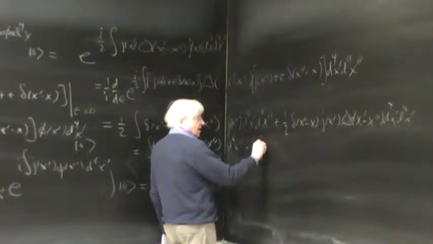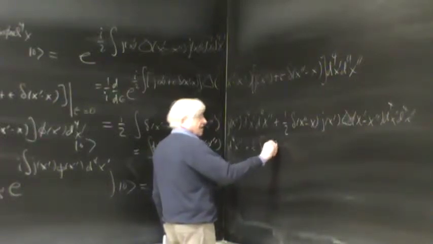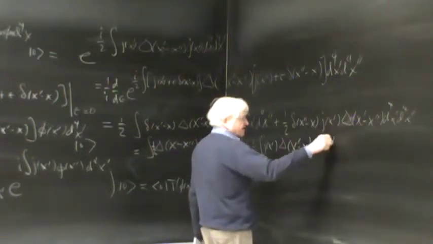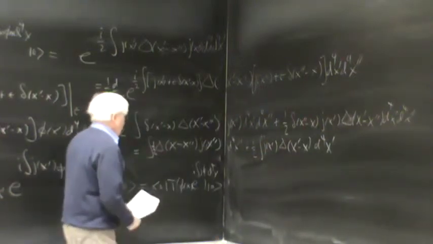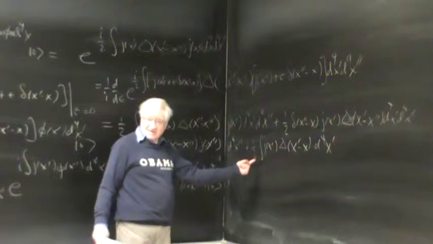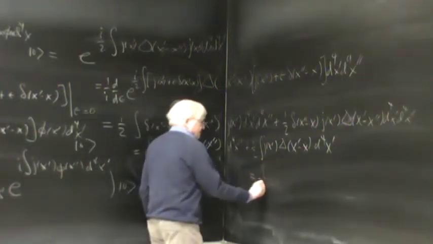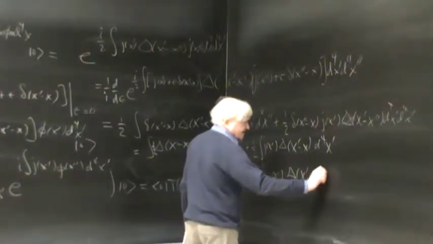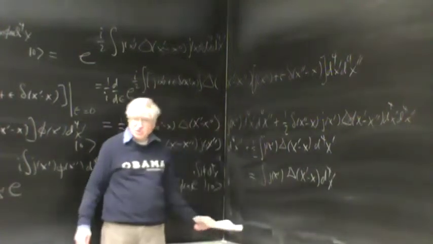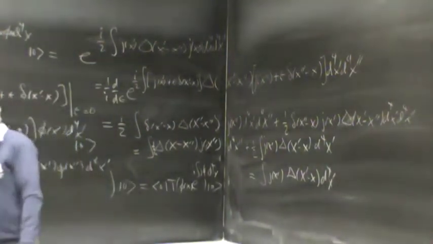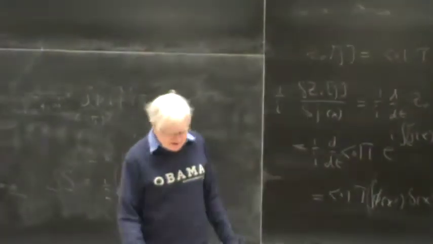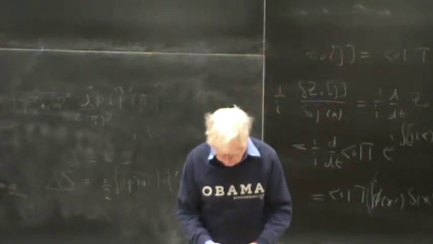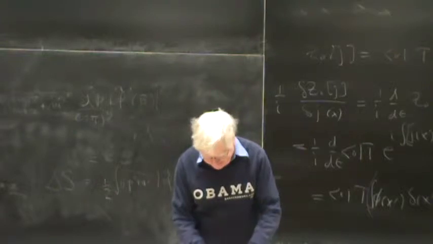integral j of x prime delta of x prime minus x d4x prime. And now we see these two integrals are actually the same, and so the result is then the integral of j of x prime delta of x prime minus x d4x prime, and the 2 cancels. So that's the way all of this stuff goes. All of these functional derivatives are like that.